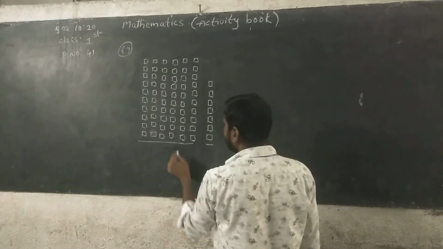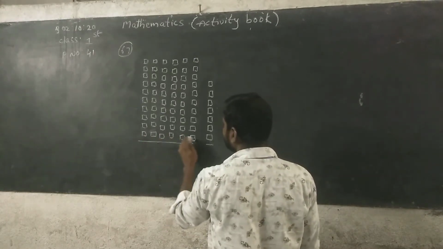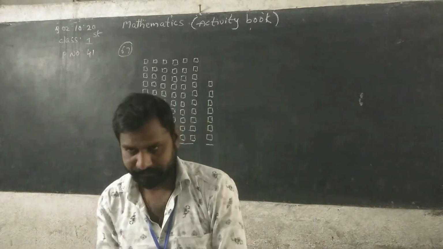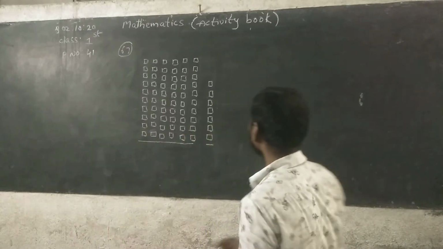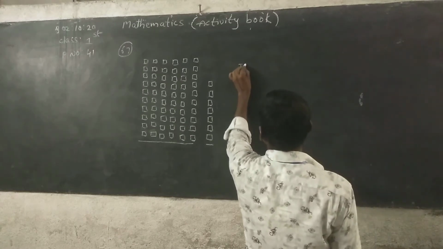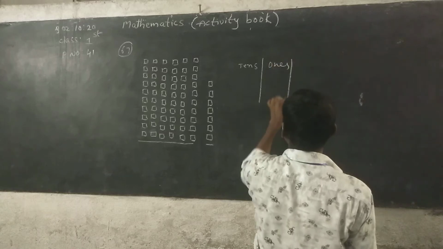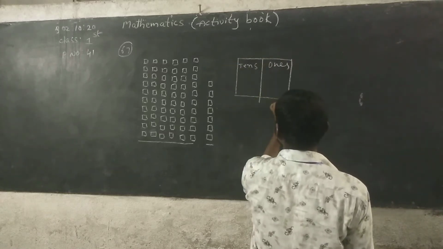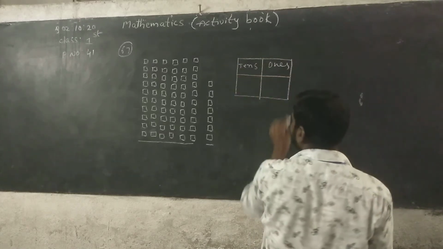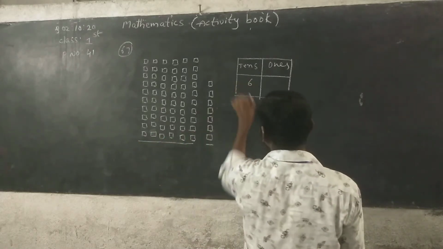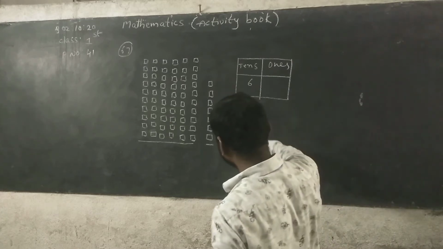See here, how many files are there? 1, 2, 3, 4, 5, 6. Each file contains 10 boxes, which represents the tens place. Now here write down tens, ones. See here, tens. How many files are there? 1, 2, 3, 4, 5, 6. Means 6 is in the tens place. So this is the ones place.